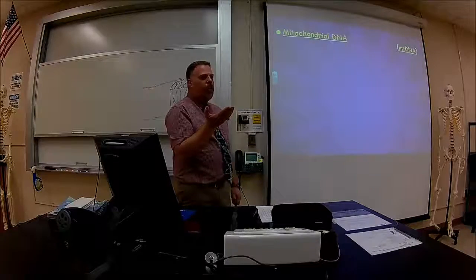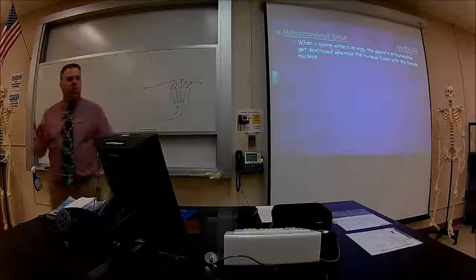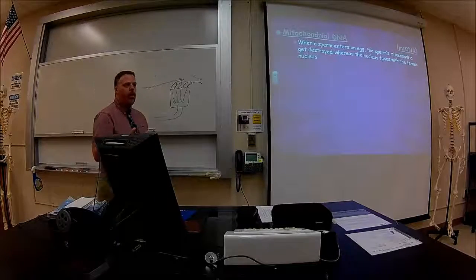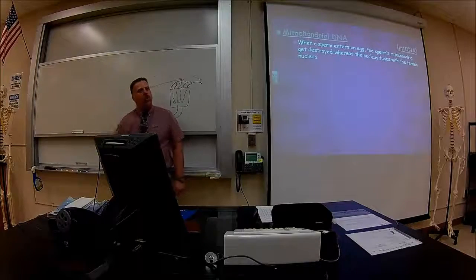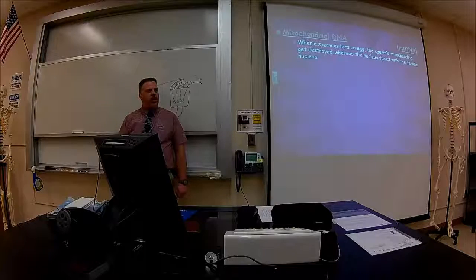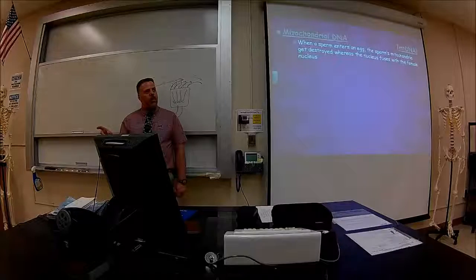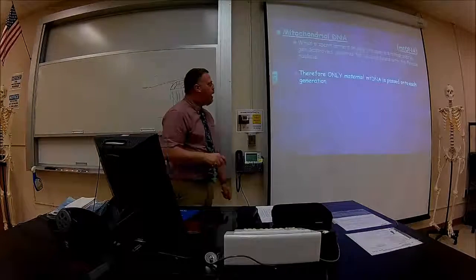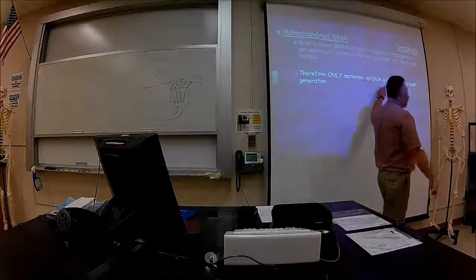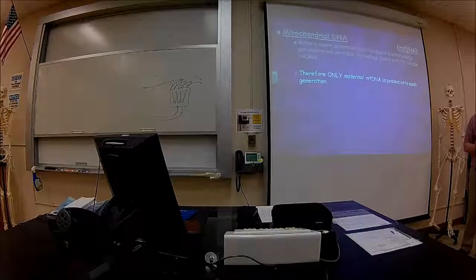So we have this mitochondrial DNA, okay? When a sperm enters the egg, the sperm's mitochondria gets destroyed. So the mitochondria from the sperm never get into the egg. Does that make sense? But the egg has its own mitochondria, so it has its own DNA from the egg, okay? Therefore, only maternal mitochondrial DNA can get passed onto the next generation. The male doesn't. Does that make sense?